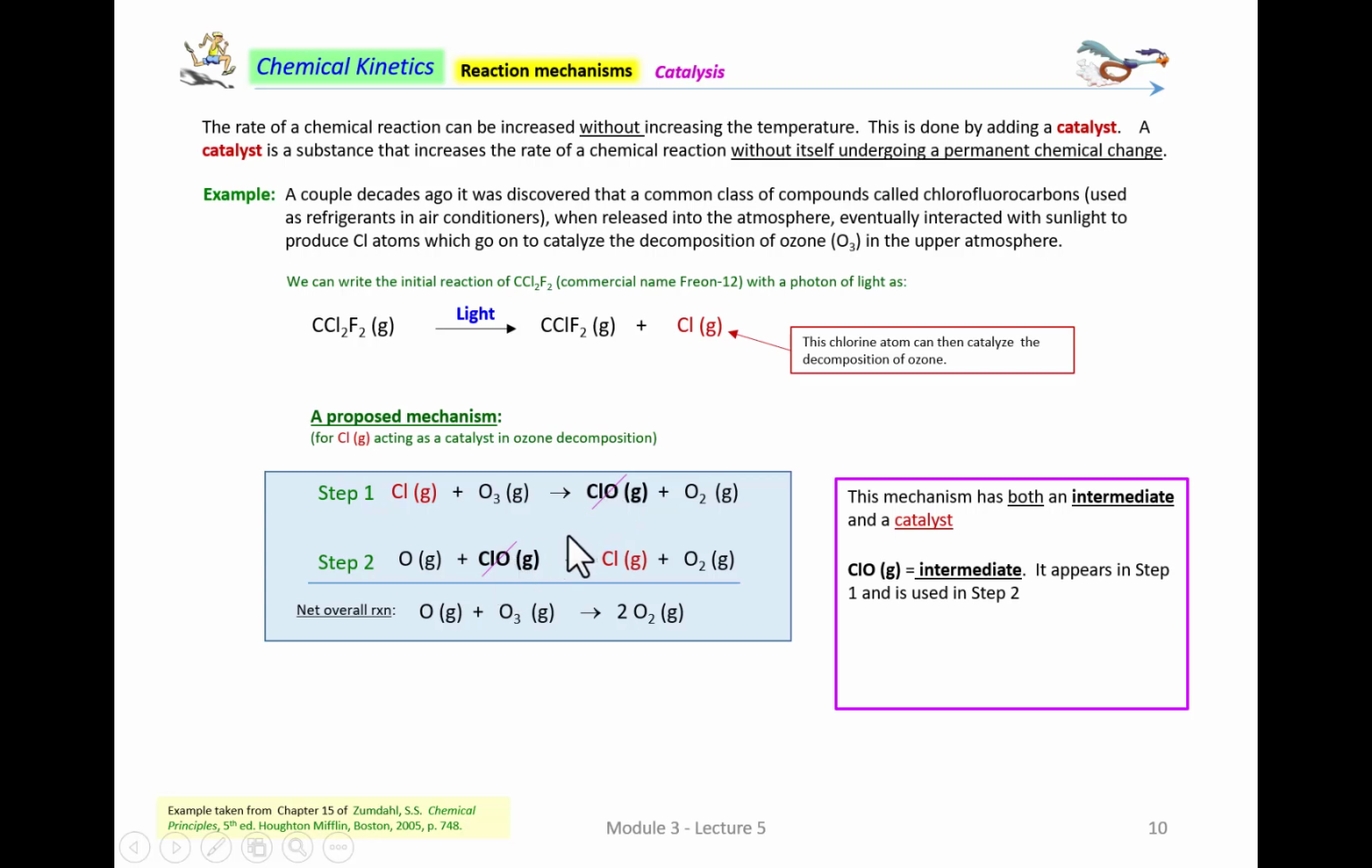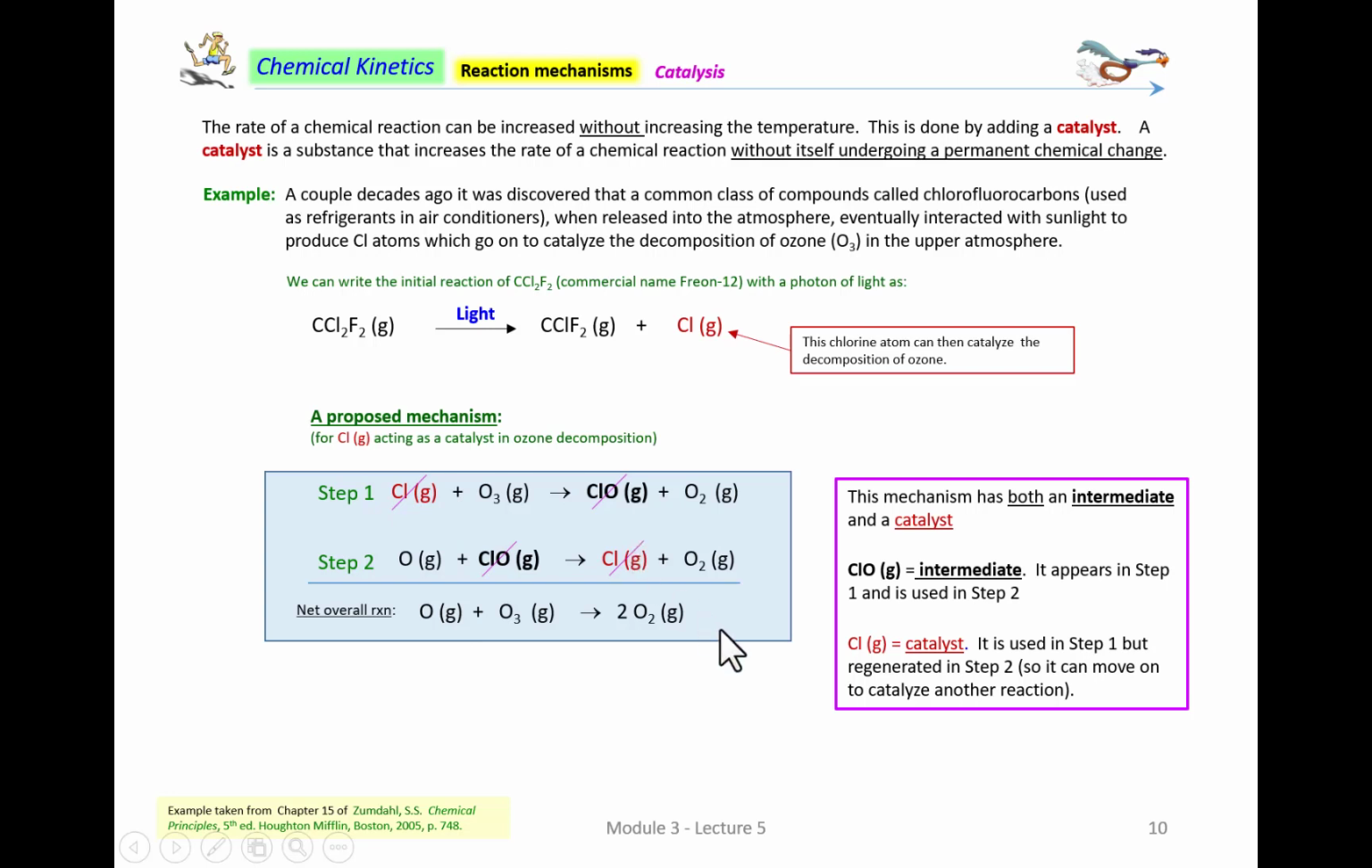And the chlorine atom produced in this first reaction of the Freon 12 with light is the catalyst. It's used in step 1, in other words, it participates in the reaction, but in step 2 it's spit back out in its original form, so it can move on to catalyze other reactions. So I'm going to cross that out because it occurs on the left of the arrow here and the right of the arrow here, and that gives us our overall reaction for the decomposition of ozone. The decomposition of ozone involves an oxygen atom, but the reaction is catalyzed. In other words, it's sped up by the catalyst, chlorine.